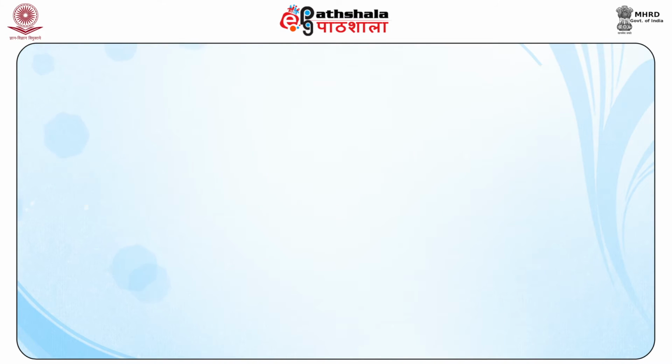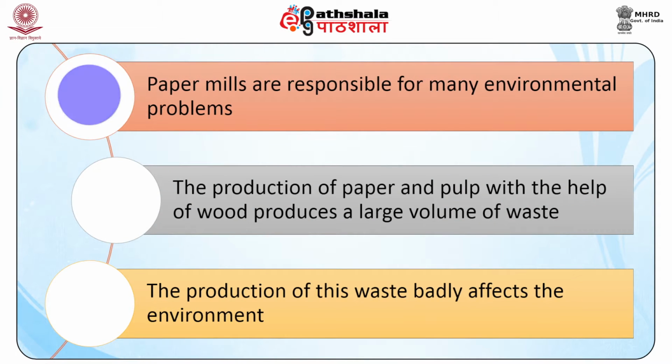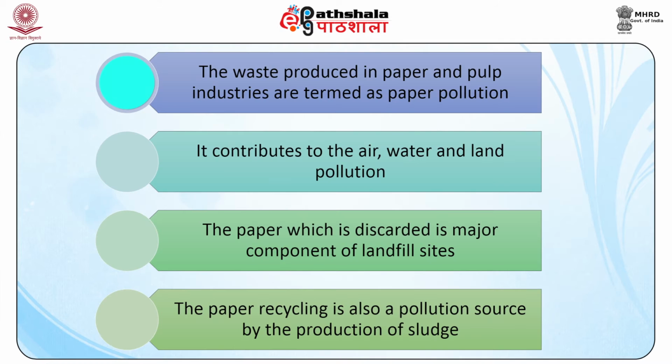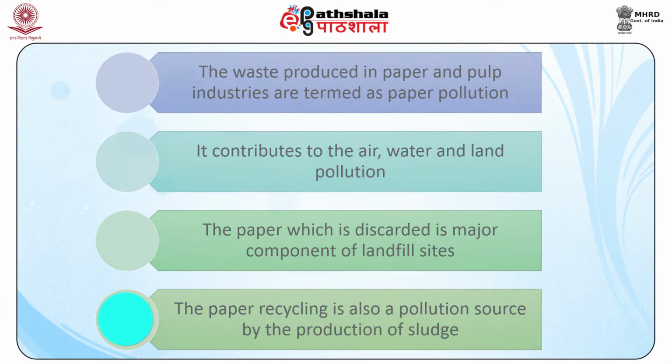Environmental issues. Paper mills are responsible for many environmental problems. The production of paper and pulp with the help of wood produces a large volume of waste. The production of this waste badly affects the environment. The waste produced in paper and pulp industries is termed paper pollution. It contributes to air, water and land pollution. The paper which is discarded is a major component of landfill sites. Paper recycling is also a pollution source through the production of sludge.